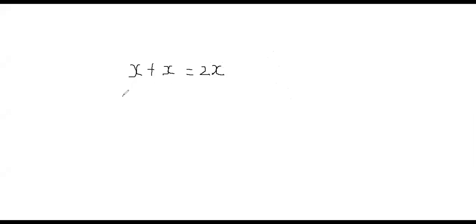We go for the next one. 2x plus 3x. What will this give us? 5x, exactly. So it's like basic addition, but the only difference is that we have to include x, right? Good. So in this case, it will be 5x.